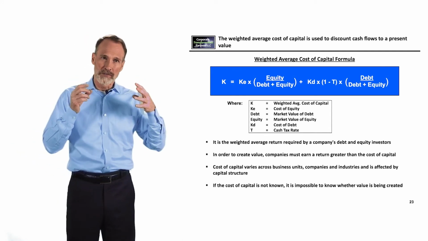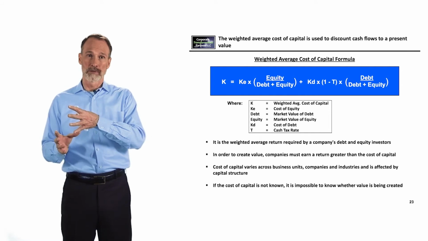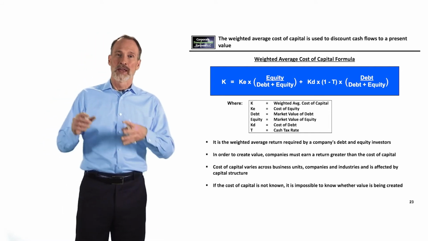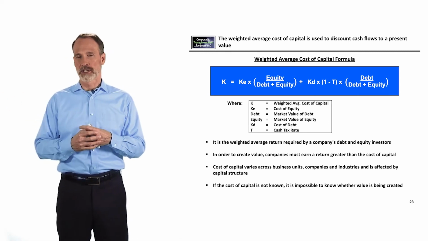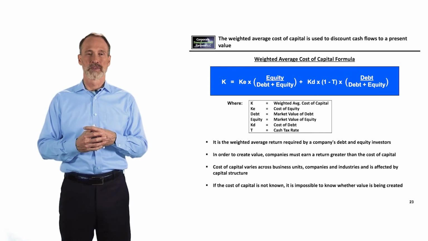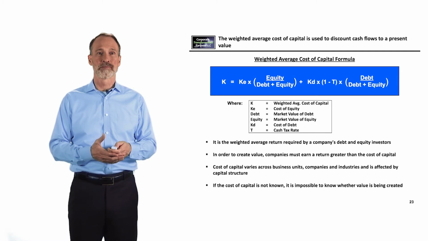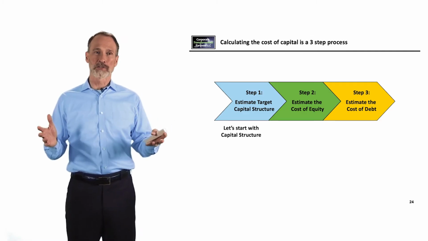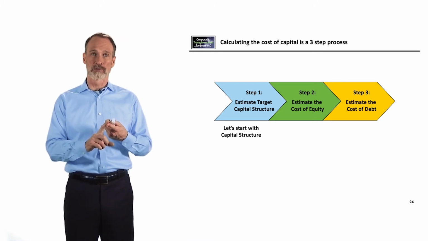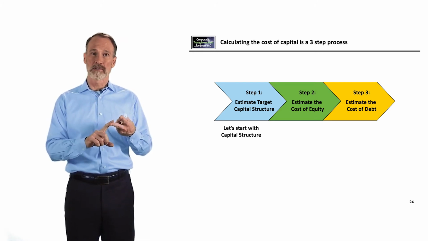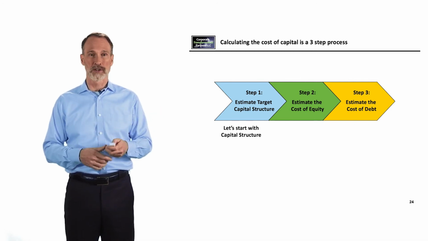Let's take the cost of equity times the percentage of equity that's going to be used in the capital structure going forward. And then to that, let's add the after-tax cost of debt times the percentage of debt in the capital structure going forward. So that's basically it. Pretty simple weighted average calculation. So, in order to calculate the cost of capital, you only need 3 things. You need a target capital structure of debt and equity going forward. You've got to estimate the cost of equity, and then you have to estimate the cost of debt. You do that, you can calculate a weighted average cost of capital.